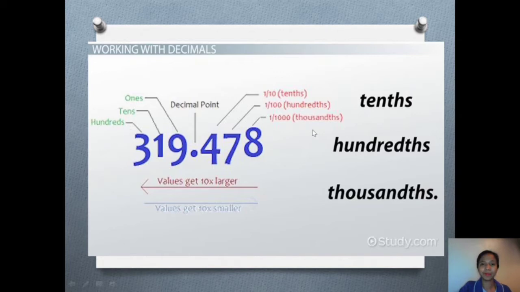By the way, hundredths is 1/100. Thousandths is 1/1000. So it's fractional. It's not whole numbers. It's a fraction, a part of a whole. Alright? So next.